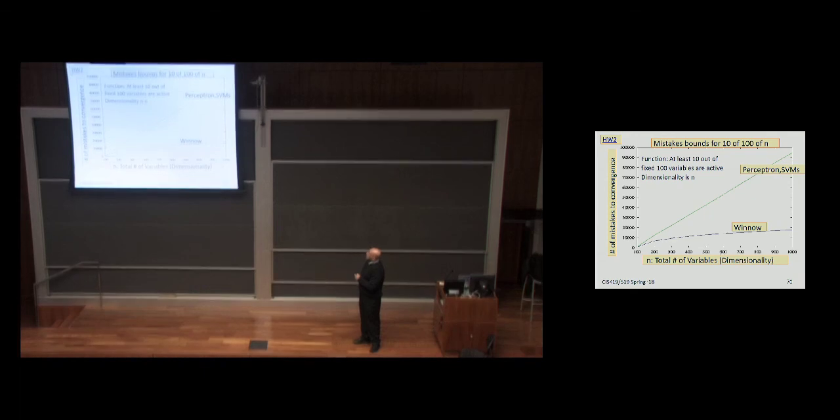On the other hand, Perceptron and SVM do care about n and scale linearly. So they're going to make a lot more mistakes. Now, of course, this is a very extreme case. It's a very sparse function, but that's the idea. Okay, so with this, I think it's a good time to stop. Questions so far, actually?